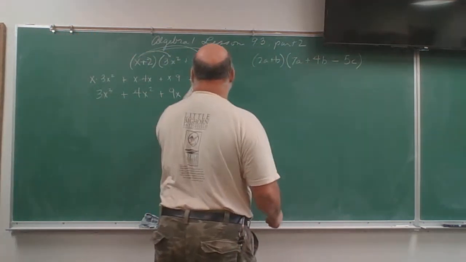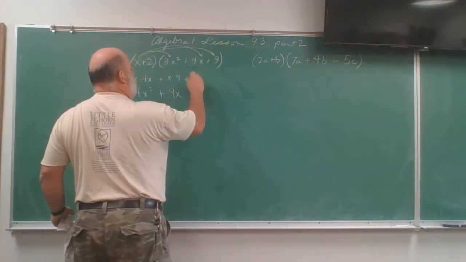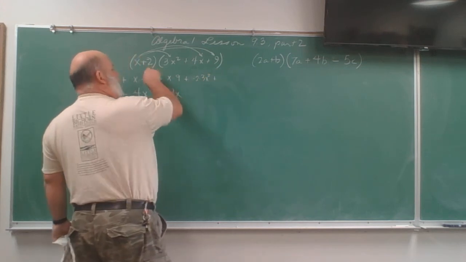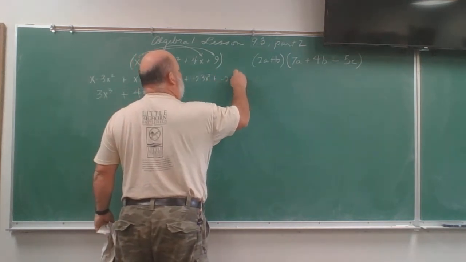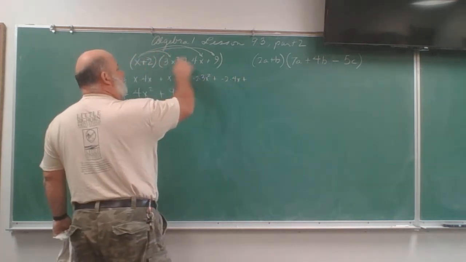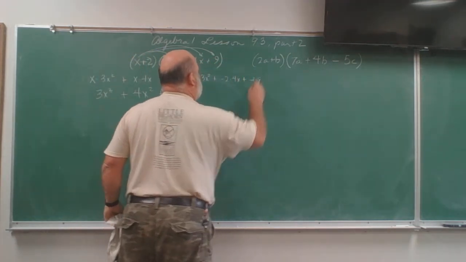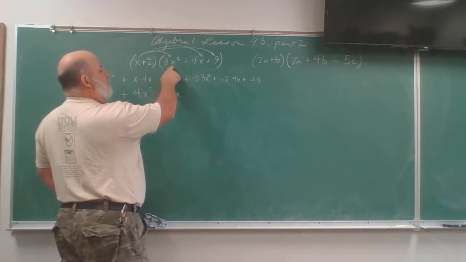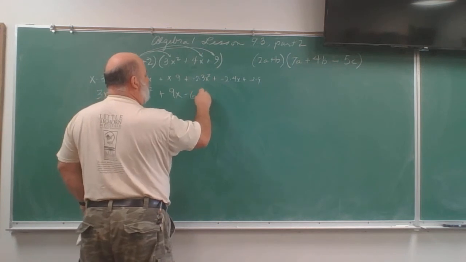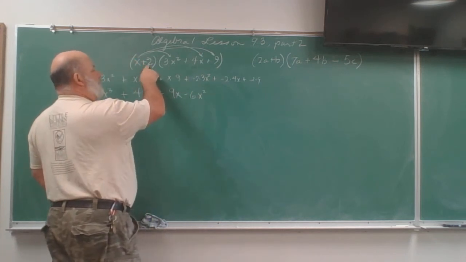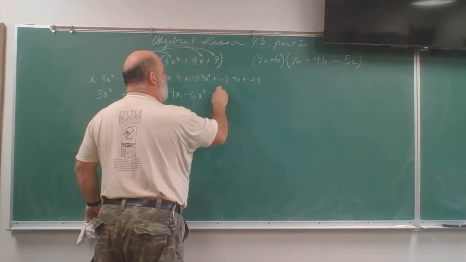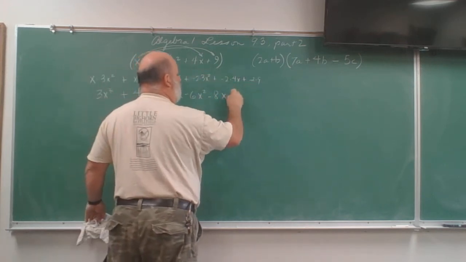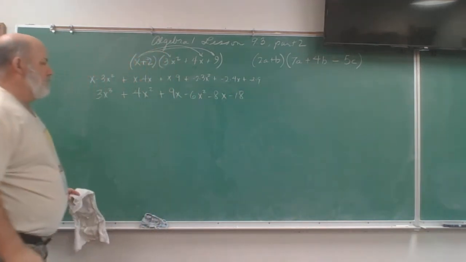Let me erase this and get it closer so I don't run out of room. So negative 2 times 3x squared plus negative 2 times 4x plus negative 2 times 9. And again, you could have just said, oh, negative 2 times 3x squared is negative 6x squared. Negative 2 times 4x is negative 8x. Negative 2 times 9 is negative 18. So there you have your work.